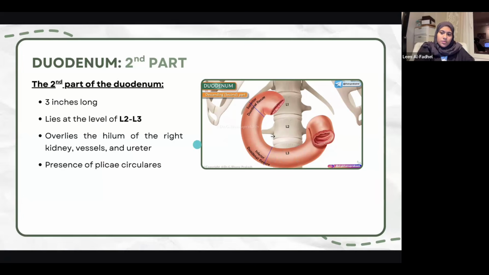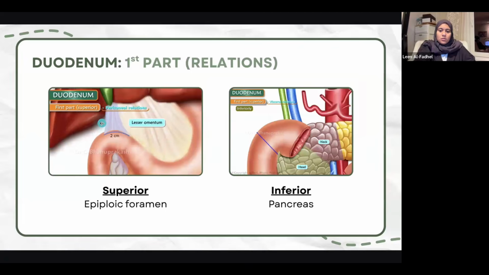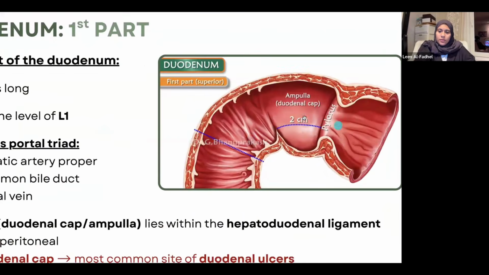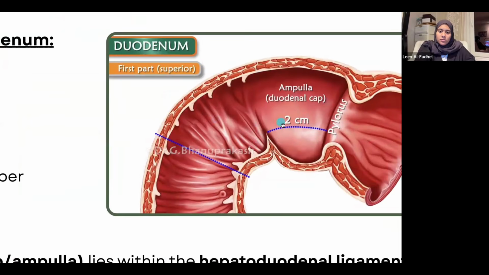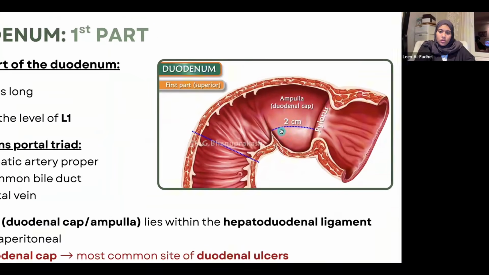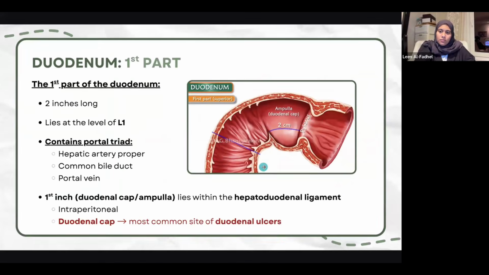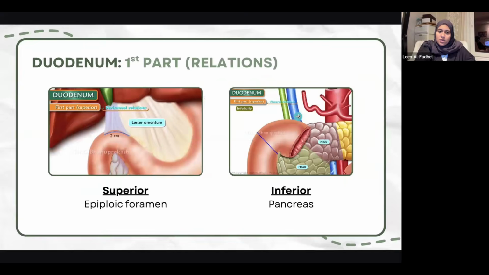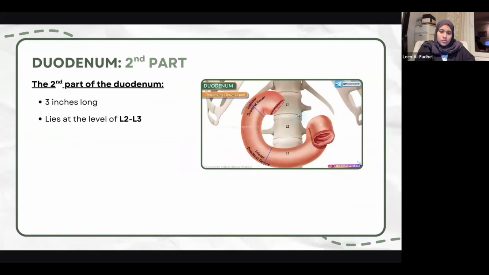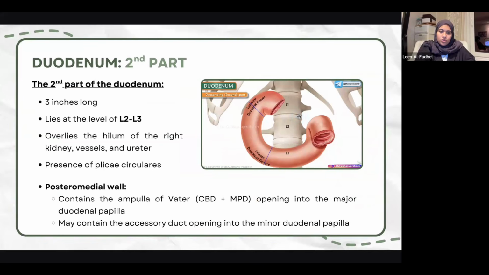Those plica circularis is basically what distinguishes the first part from the second part. If I go back, okay. See how the first part, specifically the first inch, is very smooth? And then it gets more rough here and more muscular, because there's more folds. Those folds are the plica circularis, and I'll show you a picture soon.